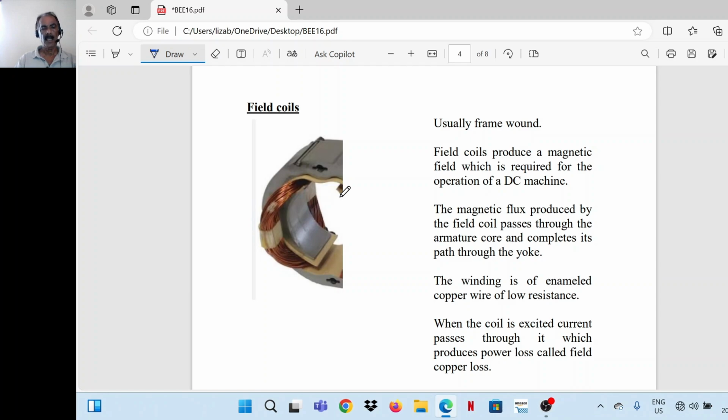Normally in field winding, the number of turns are many and the current through the field winding is comparatively less. Compared to armature current, the field current is much less. The winding is made of copper. The wire is enameled and it should be of low resistance. When current passes through it, there is I square R loss in the field winding, which is called field copper loss.